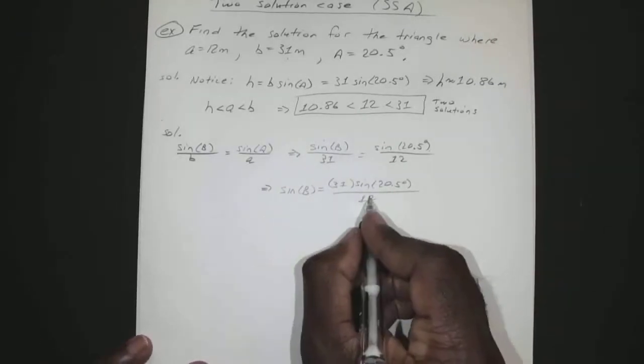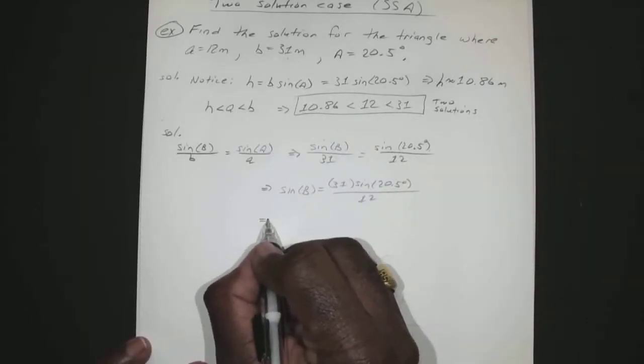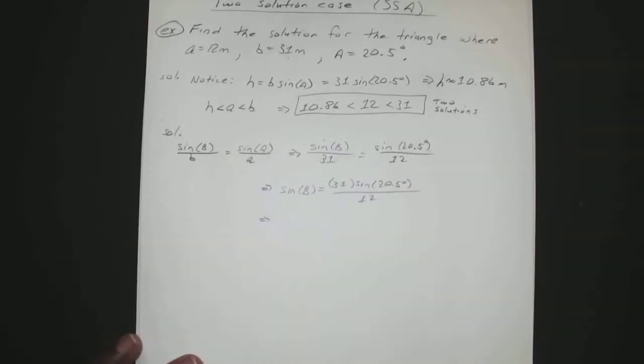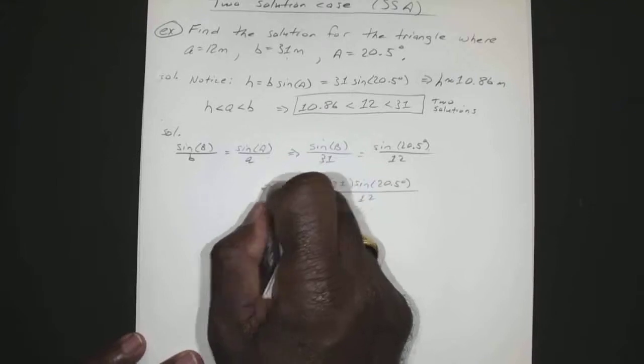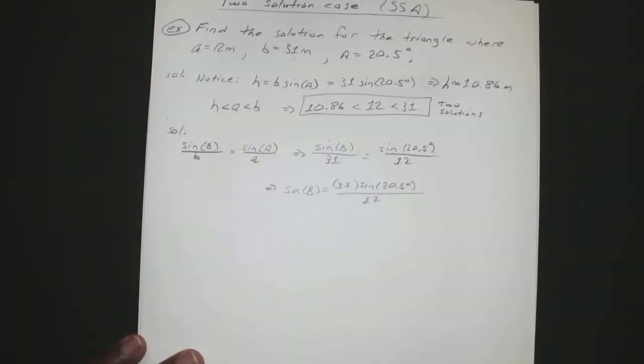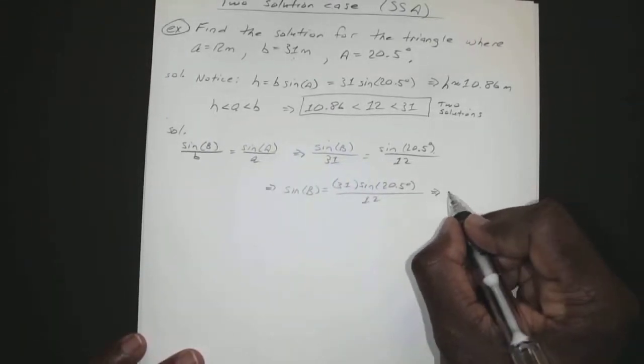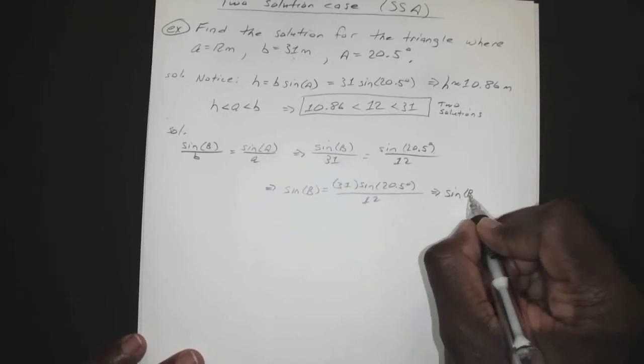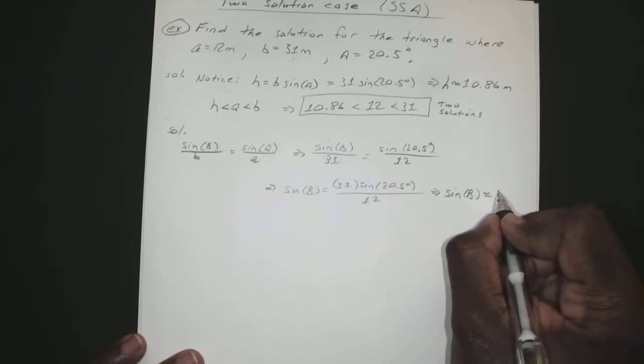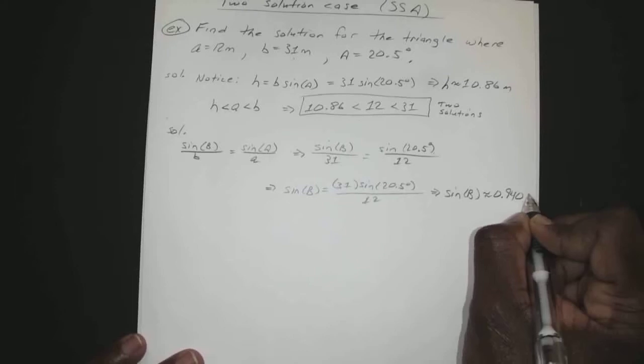Okay, so if you plug that into your calculator, actually let me move that over just a bit, I'll do it up here. Sine of B is equal to 0.9407.